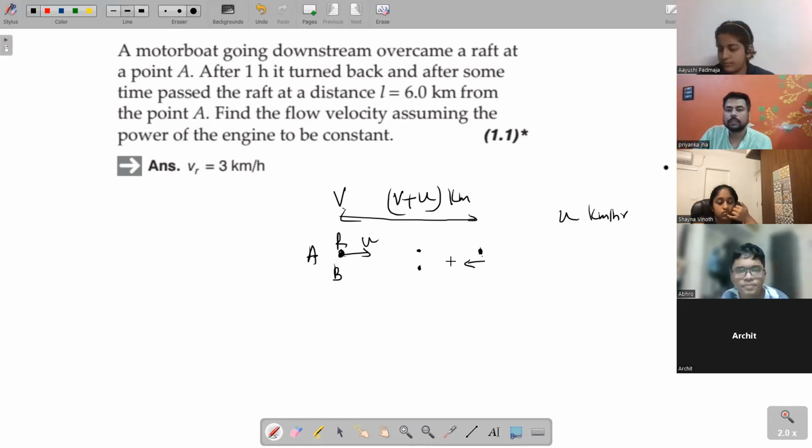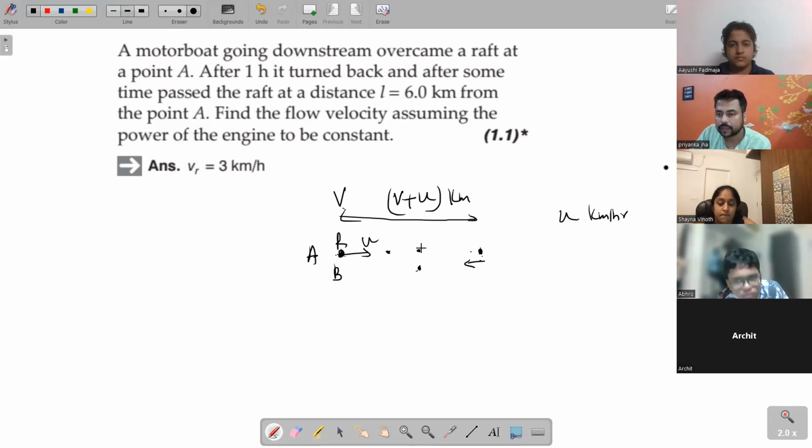To meet it. So suppose in 1 hour the motorboat has come from here to here, and in 1 hour the raft has come from here to here somewhere. And in the next t hours, the boat will come from here to here, and the raft will come from here to here.